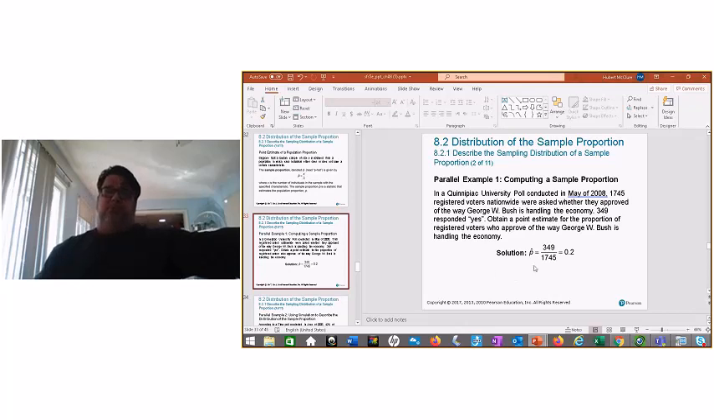You don't have to write down word for word this, but just the general idea. In a poll, 349 out of 1745 said he handled the economy good. And then p hat is equal to 0.2. Therefore, q hat is equal to 0.8. That's what you should have on that slide right there.